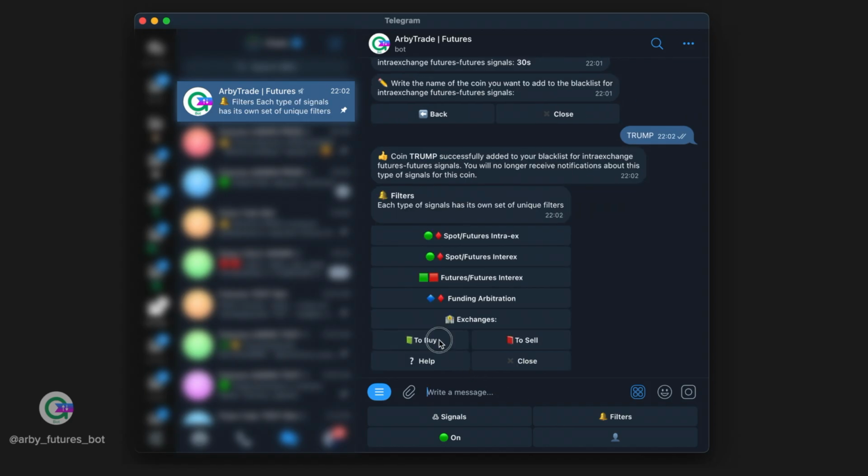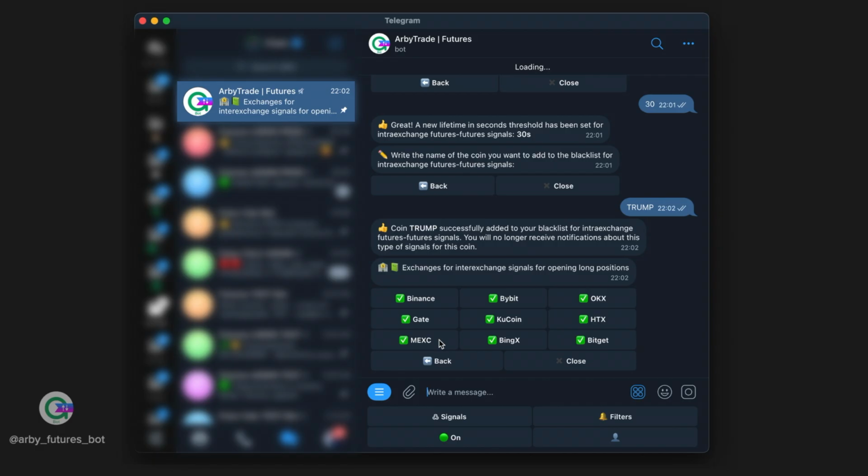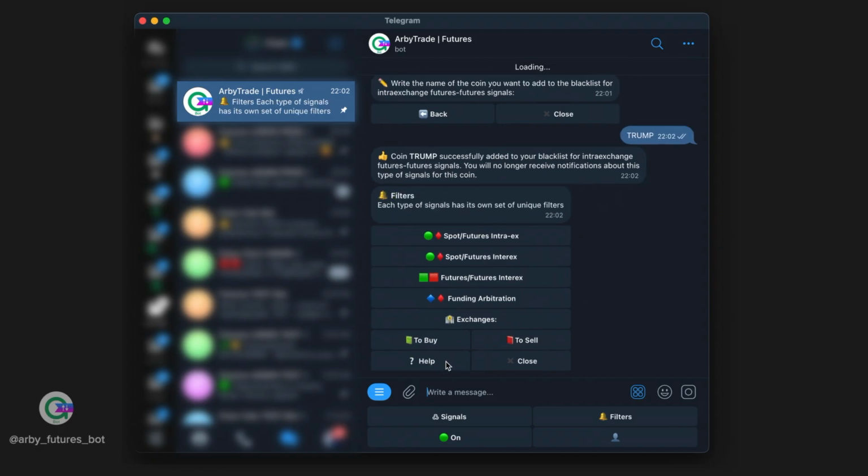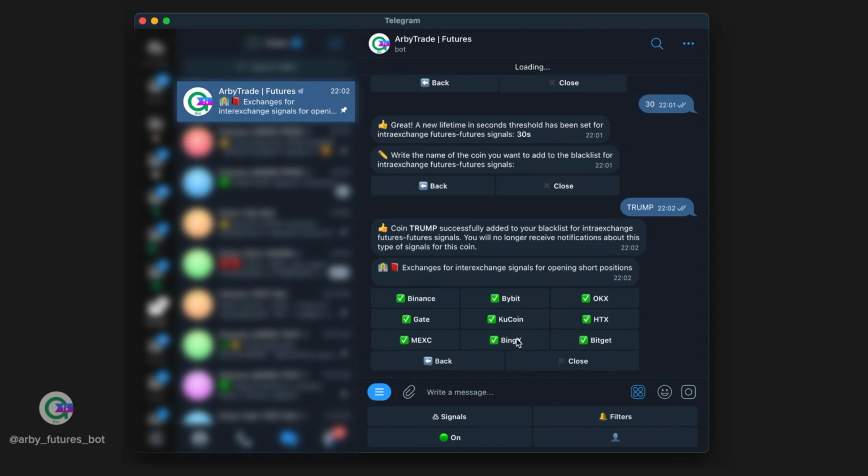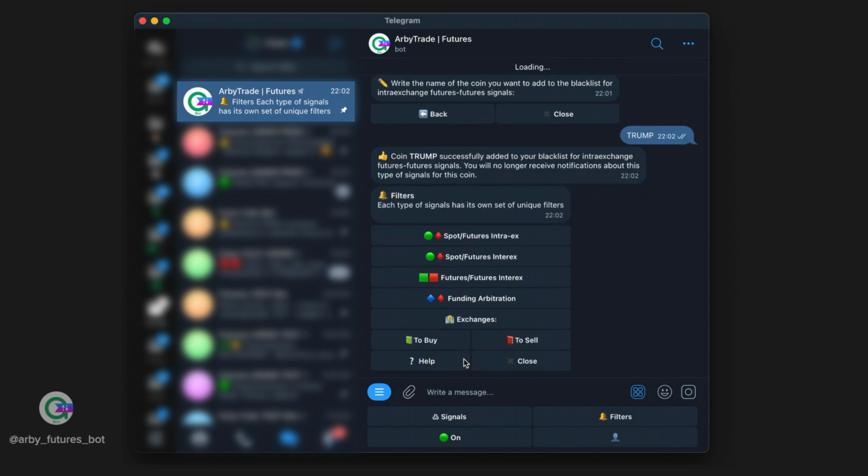On the main filters screen, there is a global filter by exchanges from which you want to receive signals. The To Buy tab is the filter for exchanges where you need to open longs. The To Sell tab is for exchanges where you need to open shorts. The list of exchanges is constantly being updated with new ones, but even with the current number, there are consistently pairs every 2 to 3 minutes.